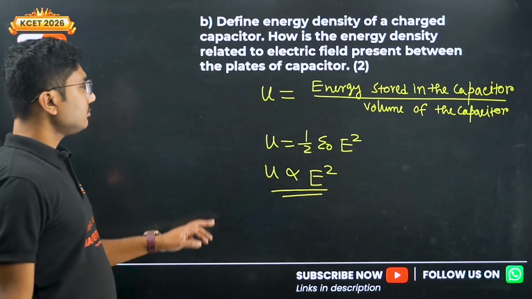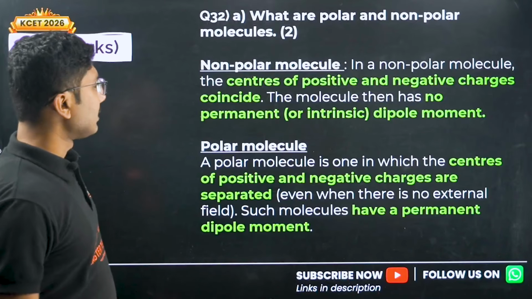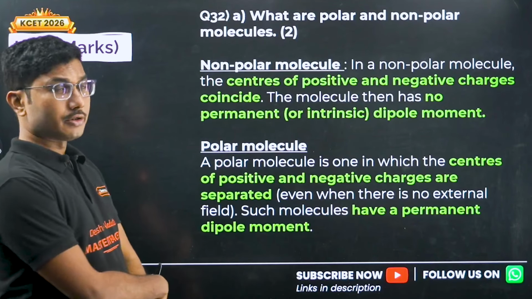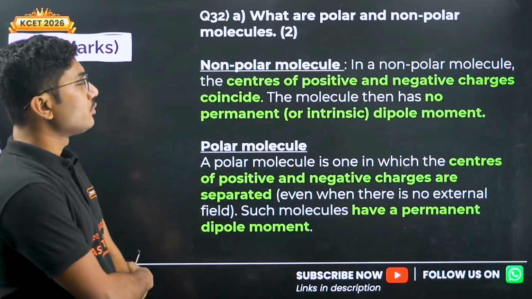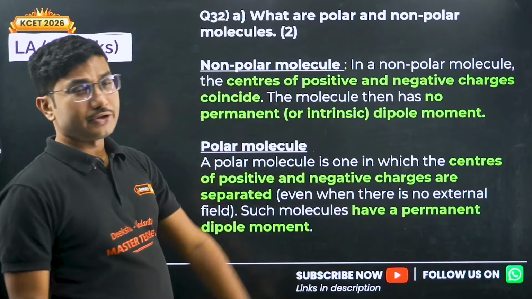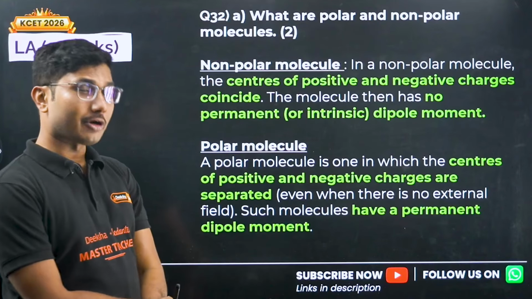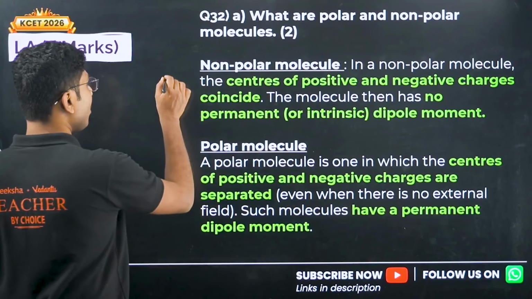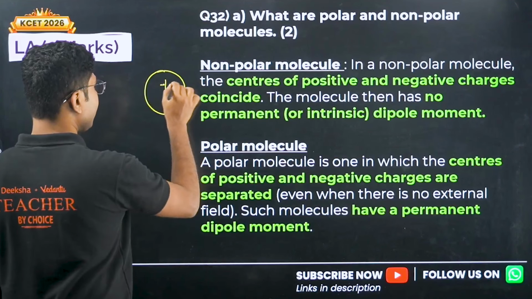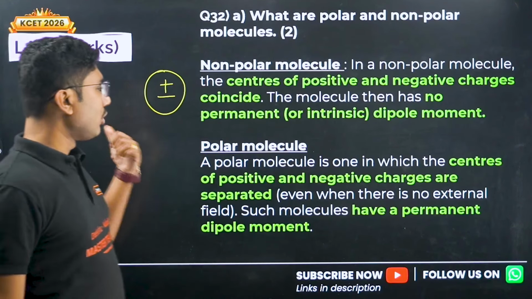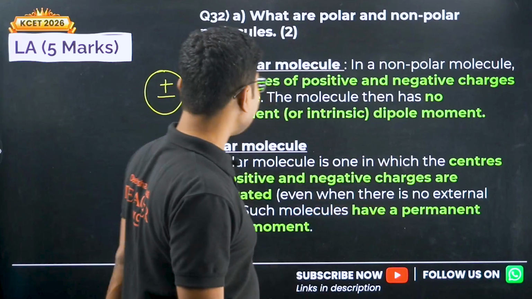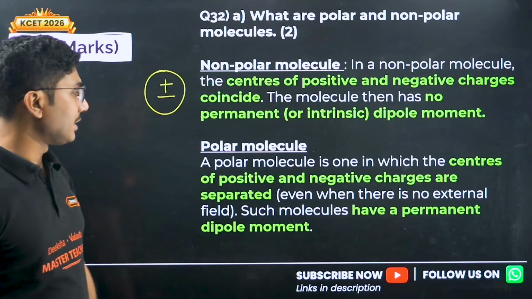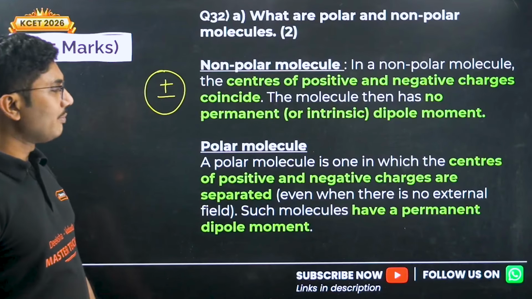Now next, another 2+3 question. What are polar and non-polar molecules? Non-polar molecules are those in which the centers of positive and negative charges normally coincide. The molecule has no permanent or intrinsic dipole moment. So in this case, positive and negative coincide. Polar molecules are those in which the centers of positive and negative charges are separated even when there is no external electric field.